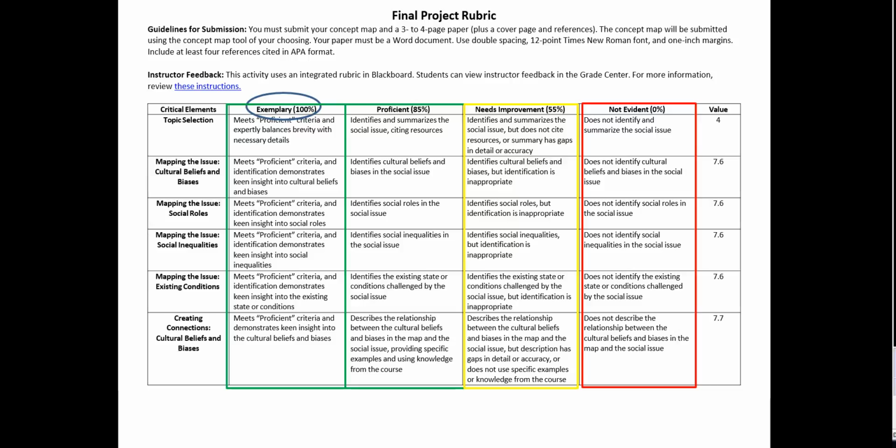So I really want you to pay attention to that proficient column, and then move over to the left, the exemplary column. So say, this is what I need to do to be proficient in this particular critical element, and this is what I need to do to go above and beyond proficiency in this particular critical element where I could potentially meet exemplary. Here's the rest of the rubric. Again, pay attention to that proficient and exemplary column in the rubric.